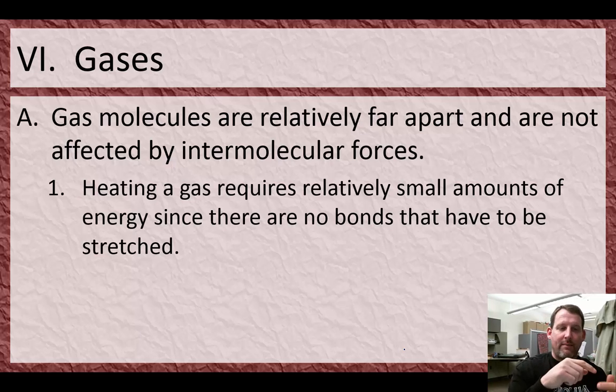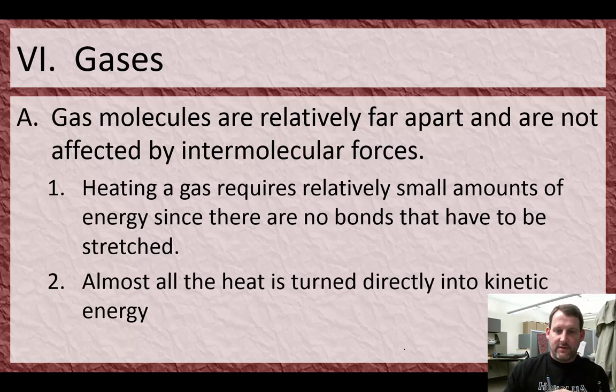Now, a small part of that might be turned into rotational energy. But they're already rotating pretty quick already. So the stretching doesn't happen anymore, that's the key difference here. So almost all the heat you put in goes directly into kinetic energy.